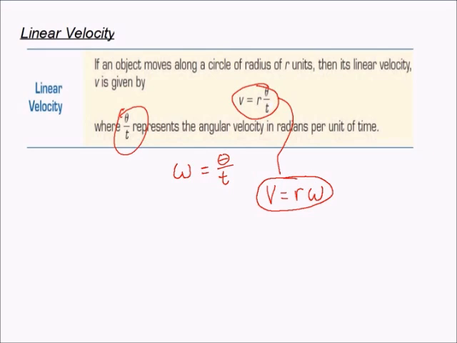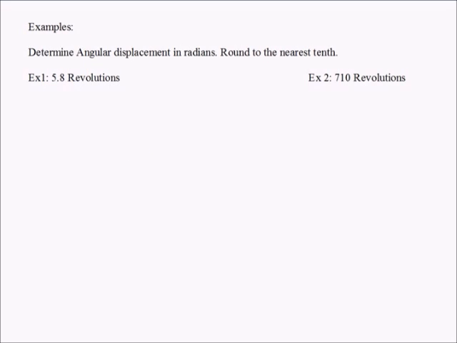And let's do some examples. Example 1: determine angular displacements in radians, round to the nearest tenth. I've been saying, you can use the big decimal if you're not comfortable with plugging in pi and using the parentheses and all that. So I'm going to do example 1 two ways, and then example 2 I'm just going to leave to your own devices.